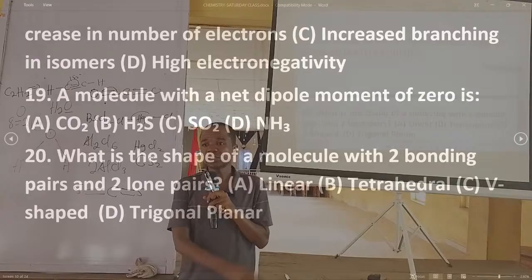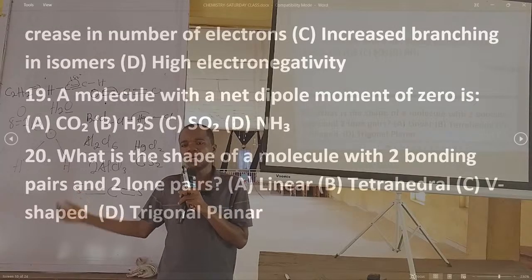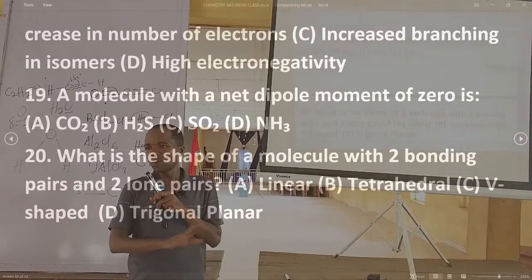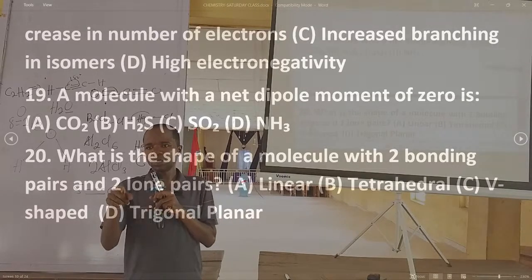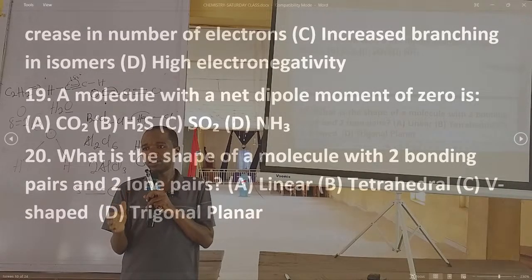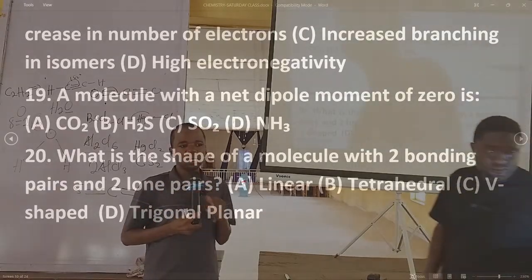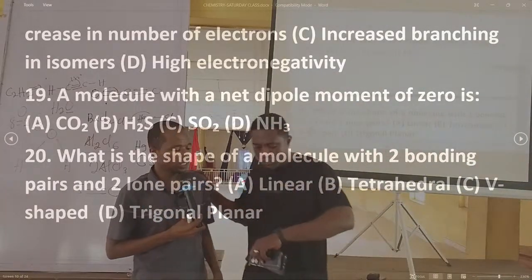Carbon disulfide CS2 is also a linear molecule. All linear molecules have a net dipole moment of 0. Not only that, they have a bonding angle of 180 degrees.